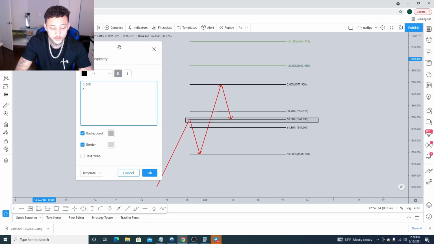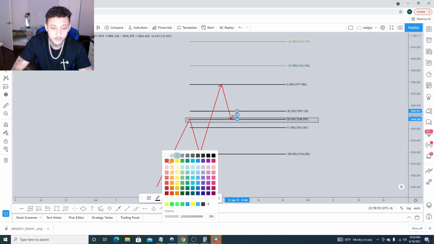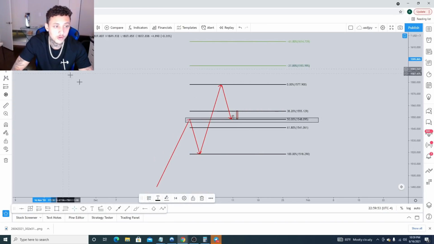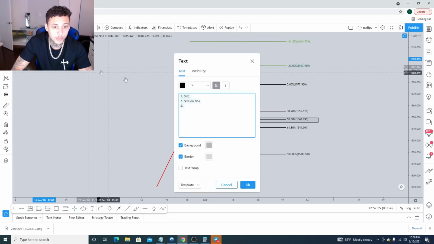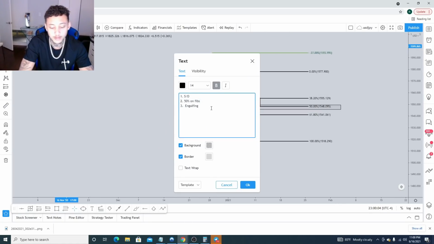Confirmation number two, we're at 50% on fibs. And then you can add a third confirmation, like let's just say you have a bearish engulfing candlestick followed up by a bullish engulfing candlestick, right? That could be your third confirmation here. So confirmation number three, we have an engulfing candle, and let's just say the moving averages are blue over red, meaning we're continuing to look to buy, right?